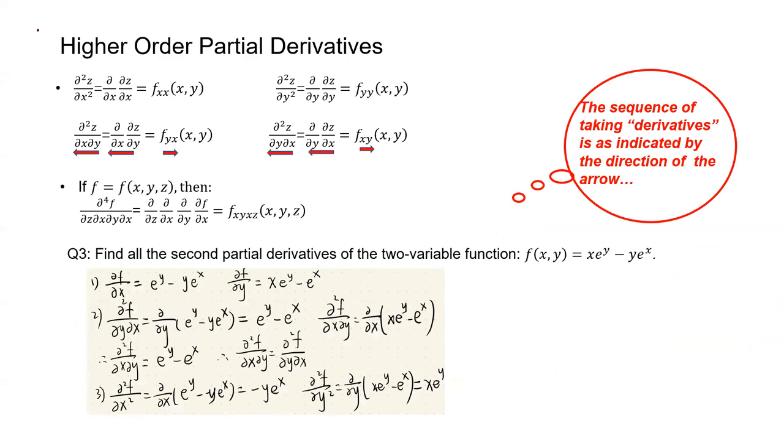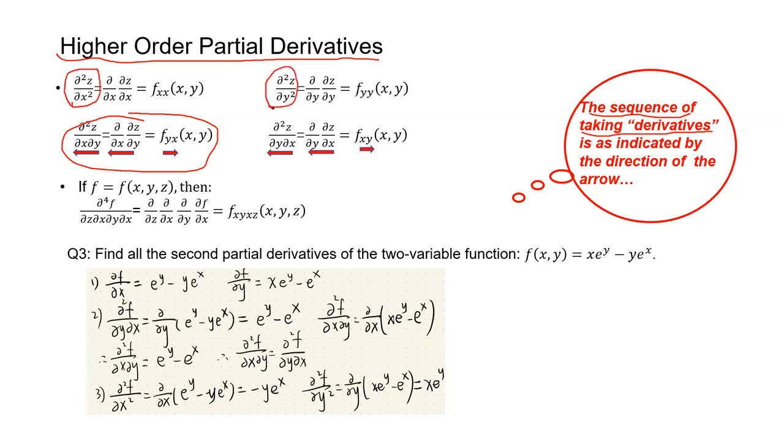And I want to tell you the higher order partial derivatives, and take this as an example. The sequence of taking derivatives is as indicated by the direction of the arrow. Because this one has no confusion, and this one has no confusion, just these two equations. And if we use this notation, we first take partial z with respect to y.